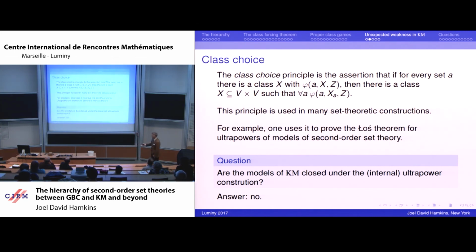And so the question is, well, can you do it? And in particular, are the models of Kelley-Morse closed under the internal ultrapower construction? And the answer is that they are not. So you cannot prove this principle in KM, and the ultrapower of a KM model is not necessarily a model of KM.